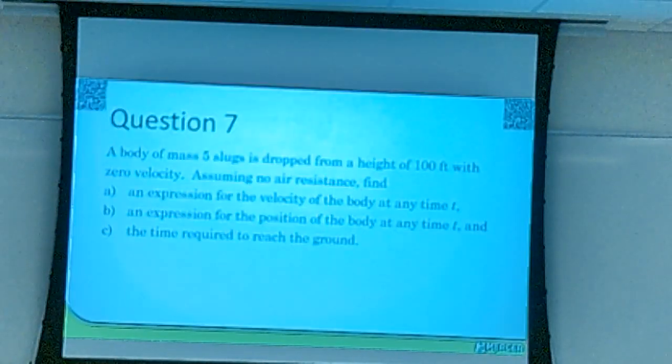Drops from a height of 100 feet with 0 velocity. Assuming no air resistance, we're going to find an expression for the velocity of the body at any time t, an expression for the position, and the time required to reach the ground.